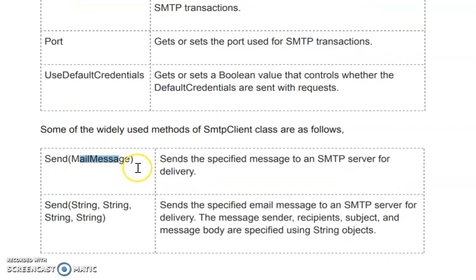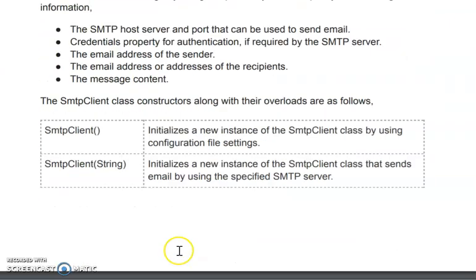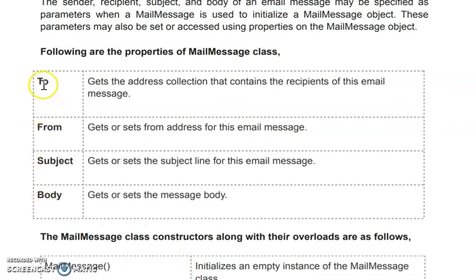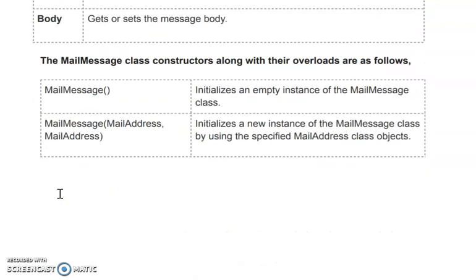This mail message is an object used with this SmtpClient. So the first is the SmtpClient, the second is the MailMessage. Now this MailMessage is a class. Here you have to create its object, and this object will be used for these properties: To, the address to which we want to send, and From, the address from which we want to send to that receiver. So To is the receiver part, From is the address we are sending from, Subject is the subject you want to send, and Body is the message part we can send over here.